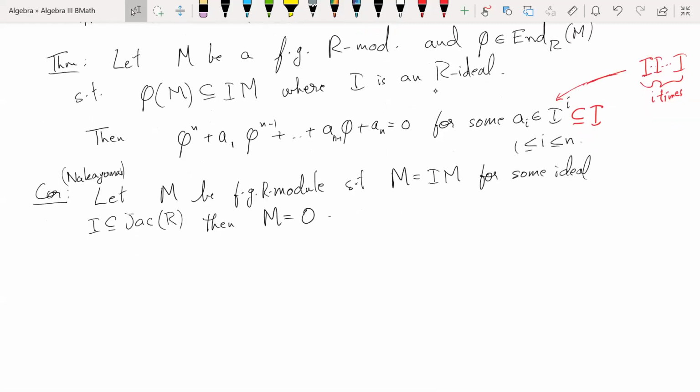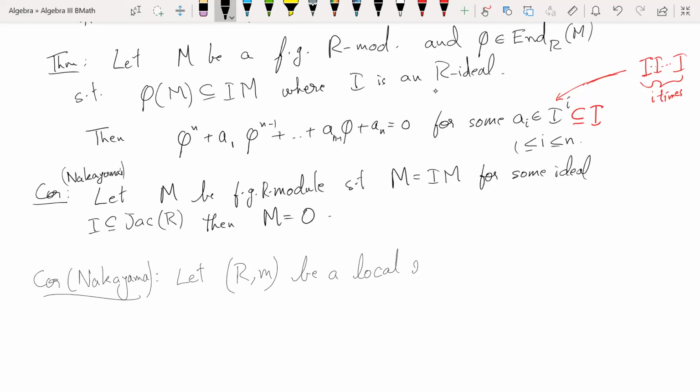And then as a consequence, we get what is called Nakayama's lemma. If M is a finitely generated R-module such that M equals IM for some ideal I contained in the Jacobson radical of R, then M is zero. As I said, this is not the version which Nakayama proved. I'll write a consequence of this, which is what essentially Nakayama proved, and this is the useful version. Let (R, m) be a local ring. You remember what a local ring is? A local ring means a ring with a unique maximal ideal. I put m, little m, as the unique maximal ideal.